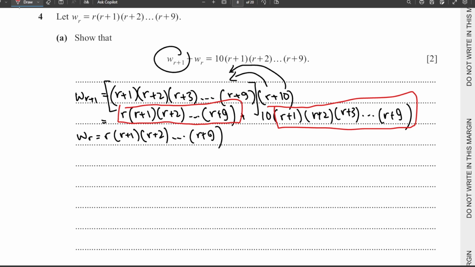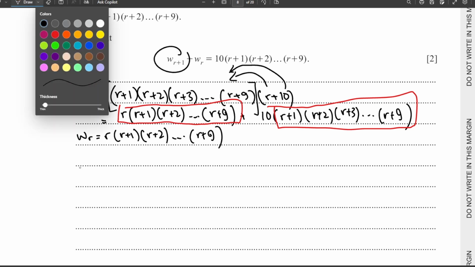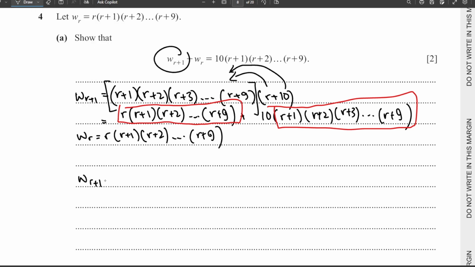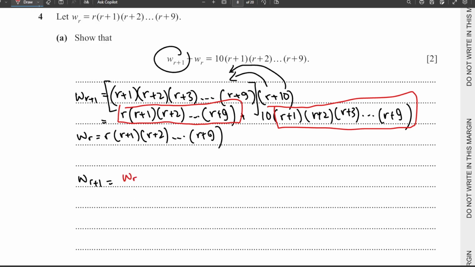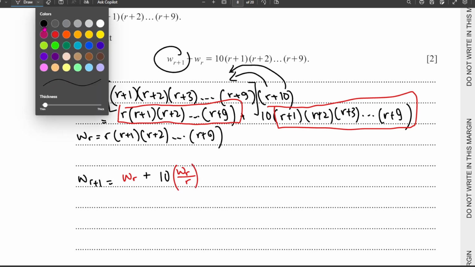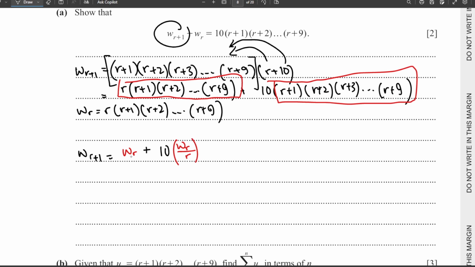So maybe I can rewrite this W_(r+1). That gives us W_r, then we add 10 W_r divided by r. So what do they want? W_(r+1) minus W_r. Actually I don't think I should have rewritten this, but it's okay, we'll move forward.